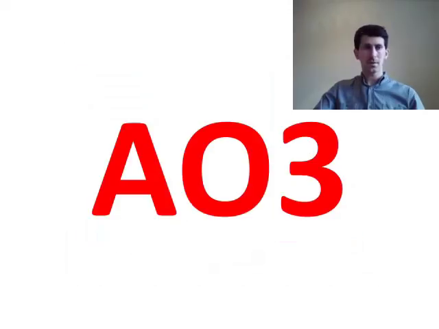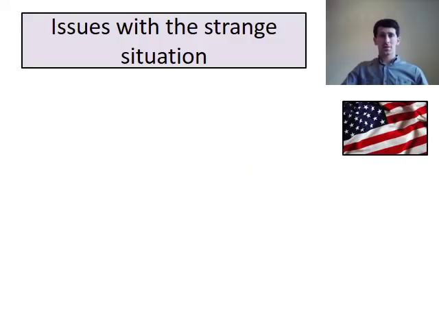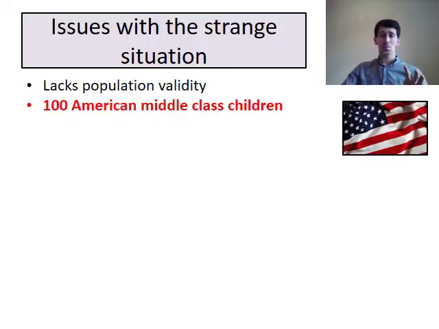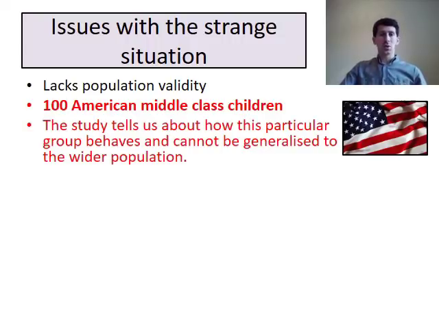So now we're going to look at the evaluative points regarding Mary Ainsworth's observation. And the first one we're going to look at is issues with the strange situation itself, and the fact that the initial study conducted by Mary Ainsworth lacks population validity. If you remember, it was all based on 100 American middle class children. So this tells us how this particular group is going to behave, how the middle class American children will behave, but can't be generalised to the wider population.